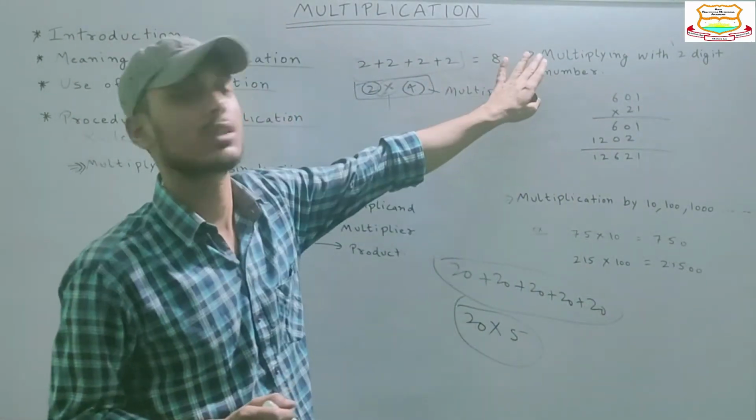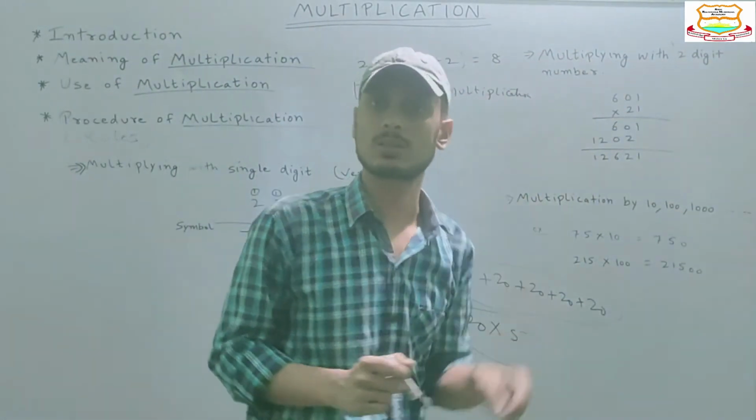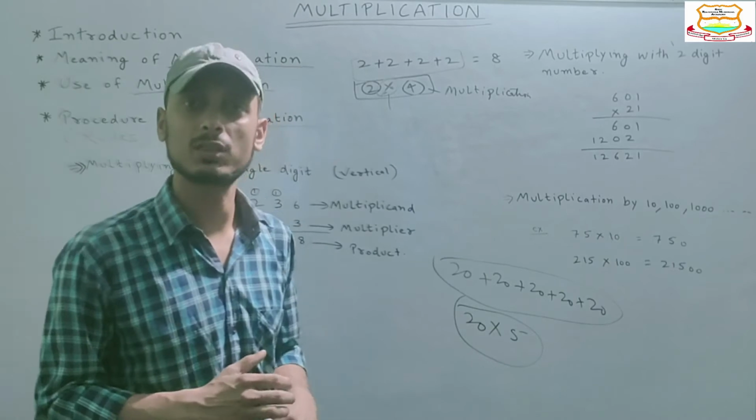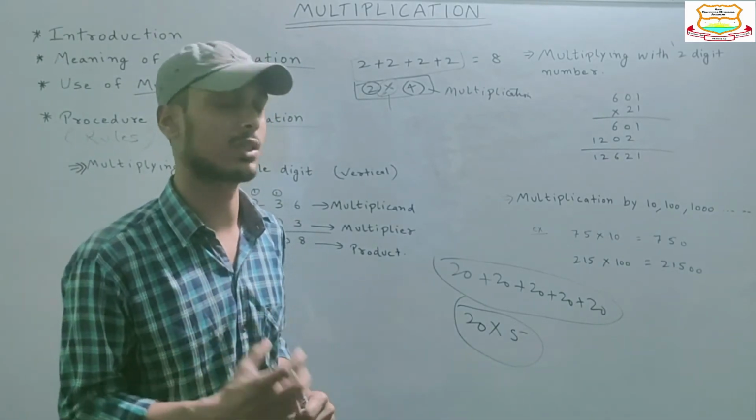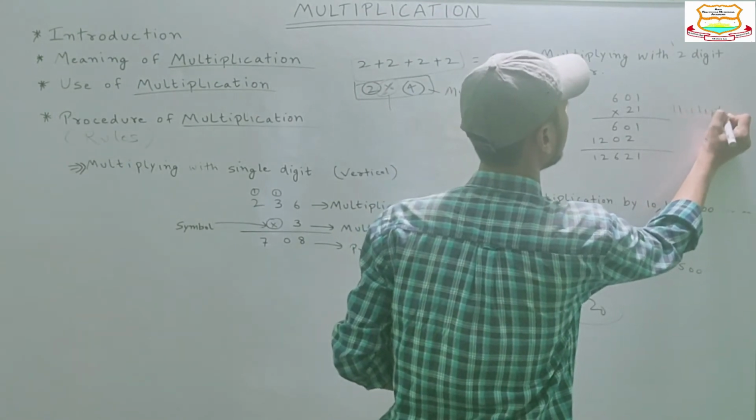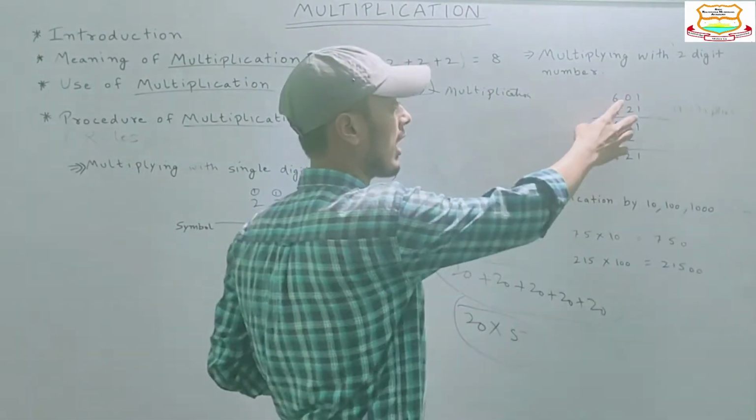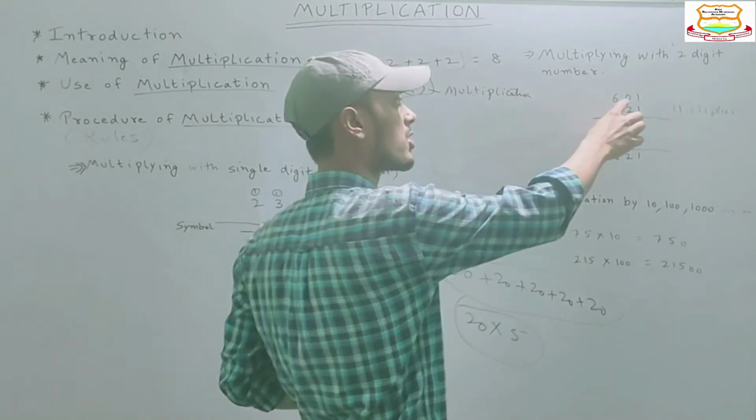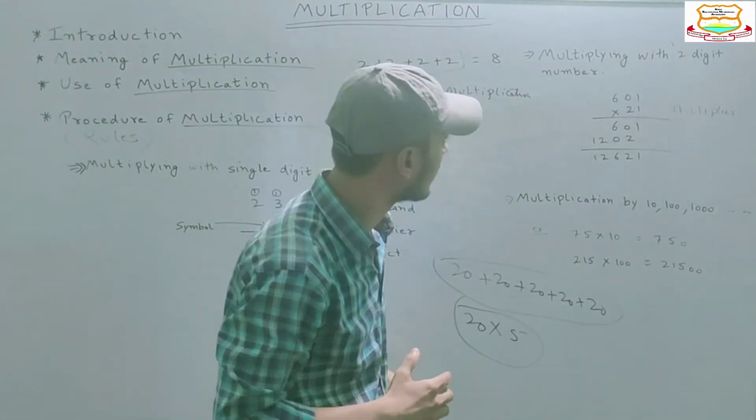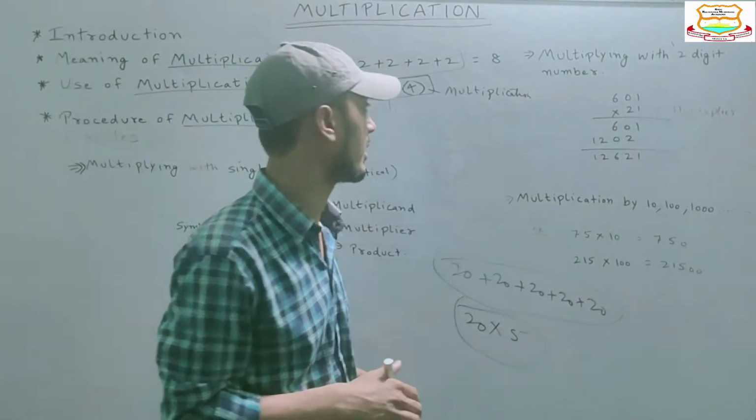Now let us see another topic. This topic is multiplying with a two-digit number. Two-digit number means how to multiply with a two-digit multiplier. Got it? Okay. So I have taken an example of two numbers. The first number is 601. The second number is 21. We have to multiply these two numbers. So please see here how I am multiplying.